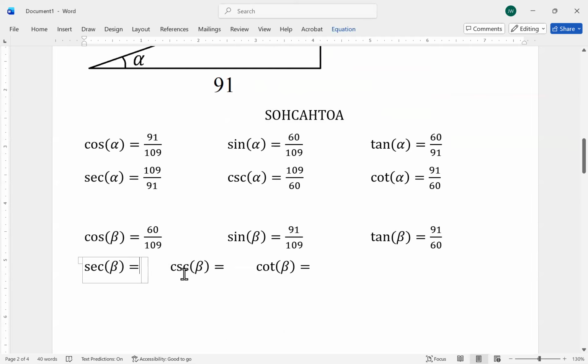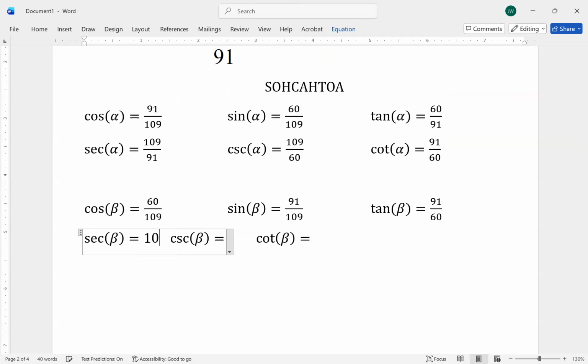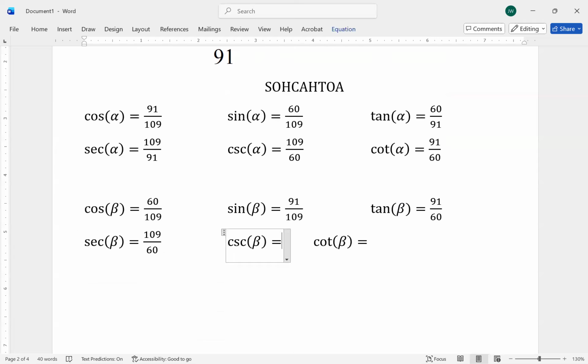Secant is the reciprocal of cosine, so that's just 109 over 60. Cosecant is the reciprocal of sine, that's 109 over 91. And cotangent is the reciprocal of tangent, so that would be 60 over 91.